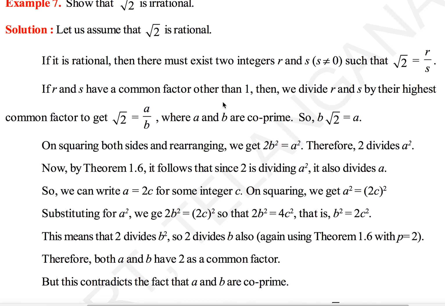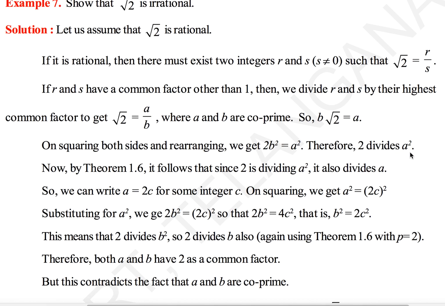If r and s have a common factor other than 1, then we divide r and s by the highest common factor to get root 2 equal to a by b, where a and b are co-prime. That means there is no common factor among a and b. So b root 2 equals a. Now squaring on both sides, 2b square equals a square.